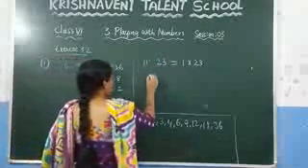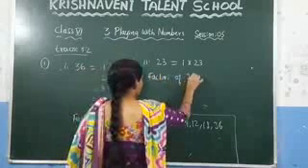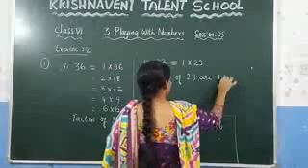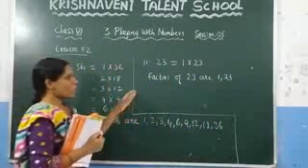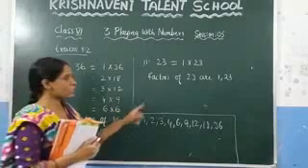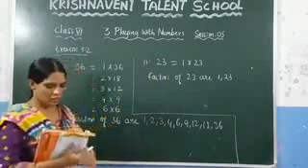So what are the factors of this one? Factors of 23 are just 1 and 23. Because you know that 23 is a prime number, and a prime number will contain only 2 factors, 1 and the number itself. So what are the factors of 23? 1 and 23.